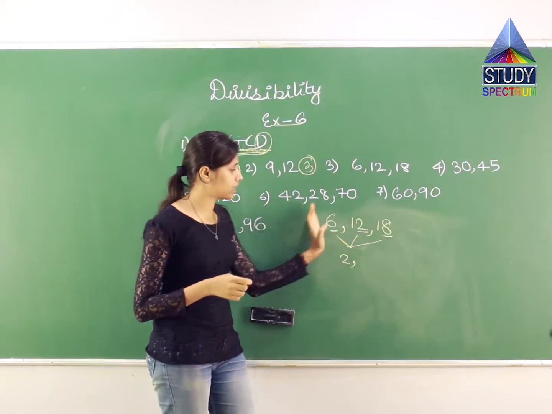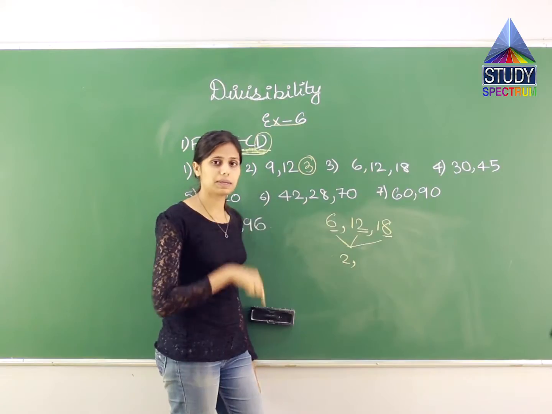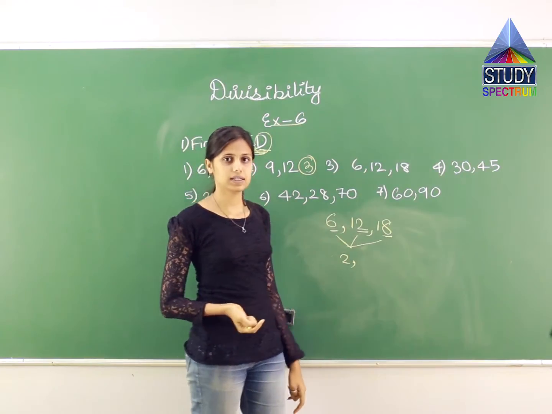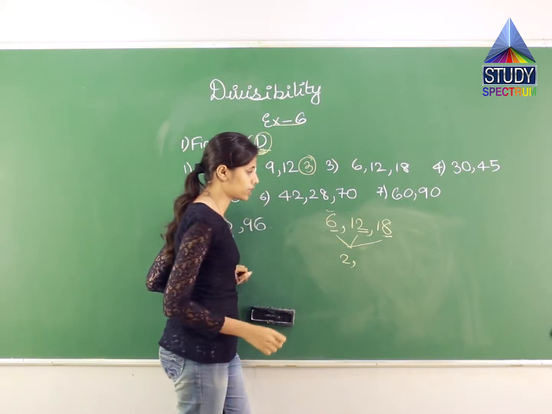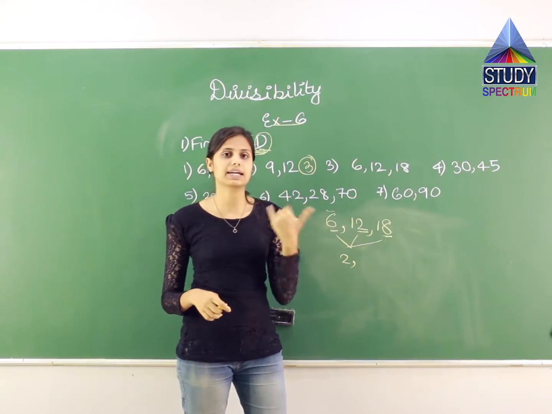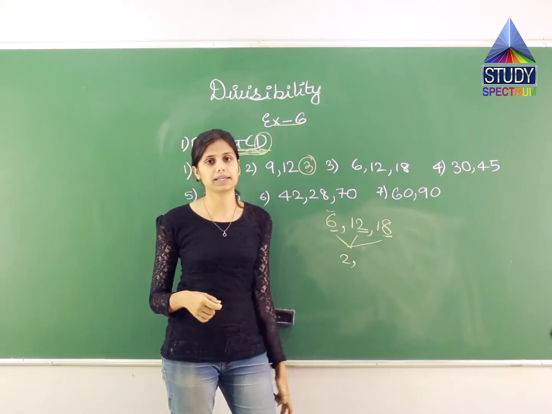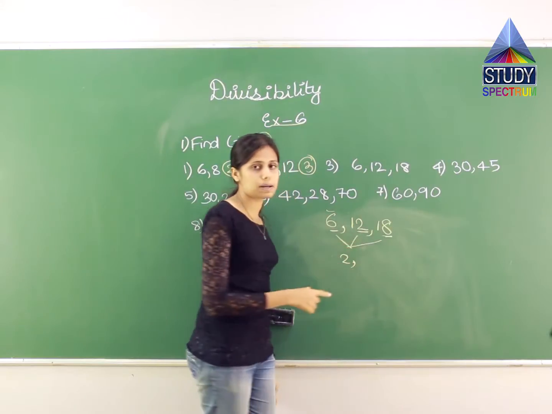Now let us check कि ये 3 से जाते हैं कि नहीं. So what is the check for divisibility by 3? 6 3 के टेबल में आता है कि नहीं? 3 1s are 3, 3 2s are 6. Okay, 6 comes in the table of 3. What about 12? 2 plus 1, 3. Is 3 divisible by 3? If 3 is divisible by 3, then 12 will be divisible by 3. So yes, 3 is divisible by 3. So 12 will also be divisible by 3.